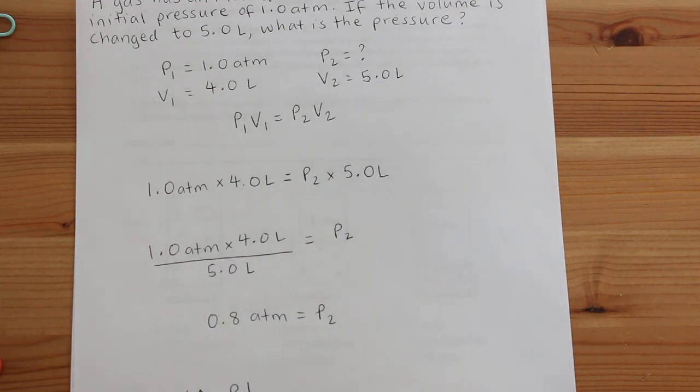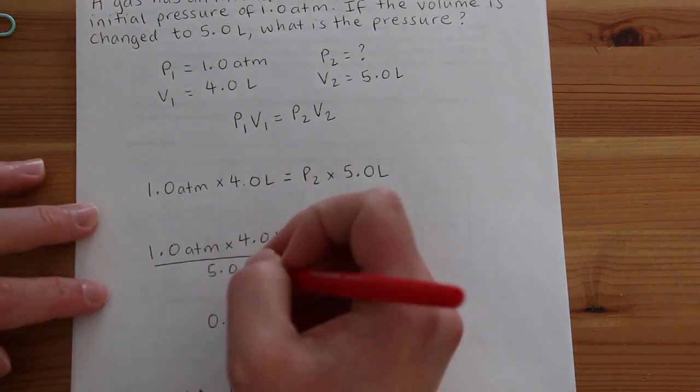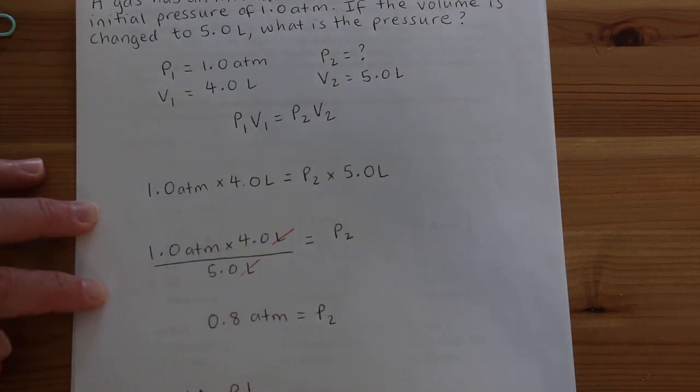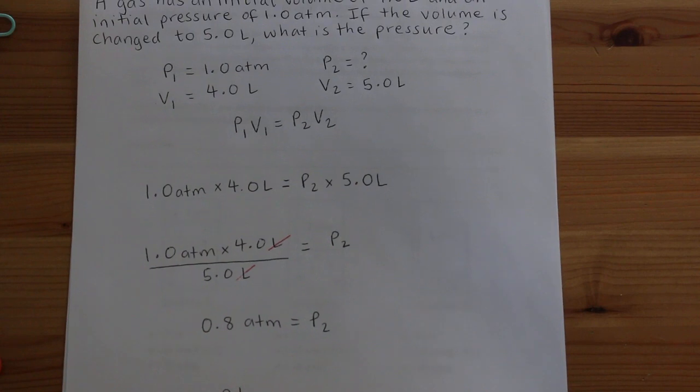Okay, so the liters and liters are going to cancel. Remember, we have the unit on both the bottom and the top, so it cancels. Those units cancel out, leaving only atmospheres. And once we punch that into our calculator, we get a final answer of 0.8 atmospheres equals P2.